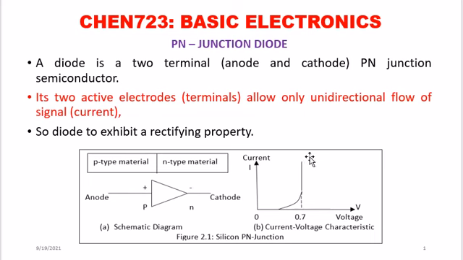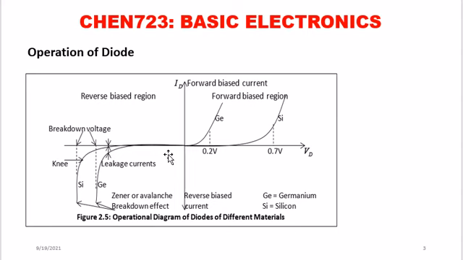So further to this, if you look at this diagram, the two materials that are commonly used for producing semiconductor diodes and other things are either germanium or silicon.